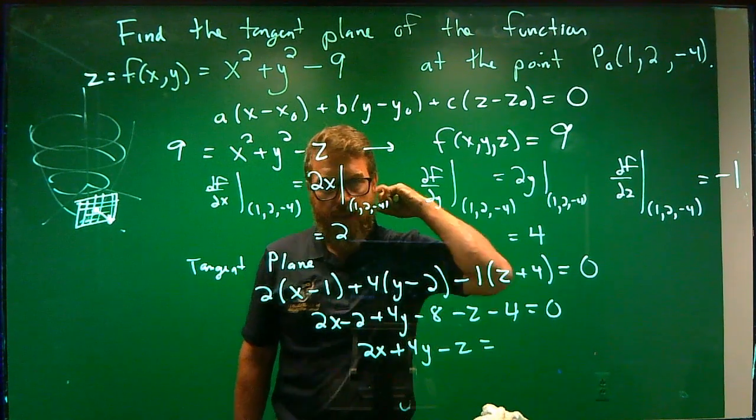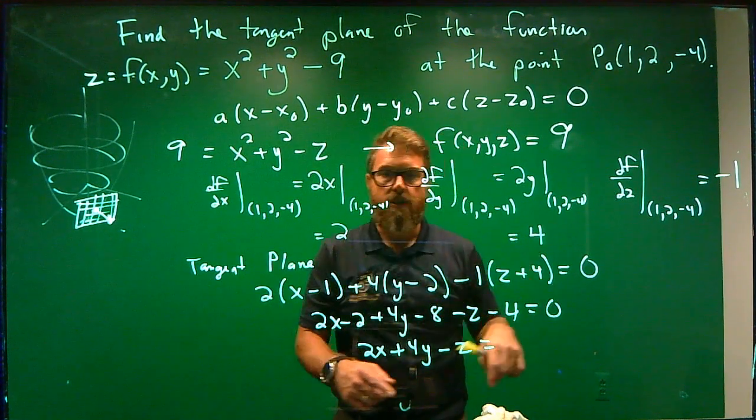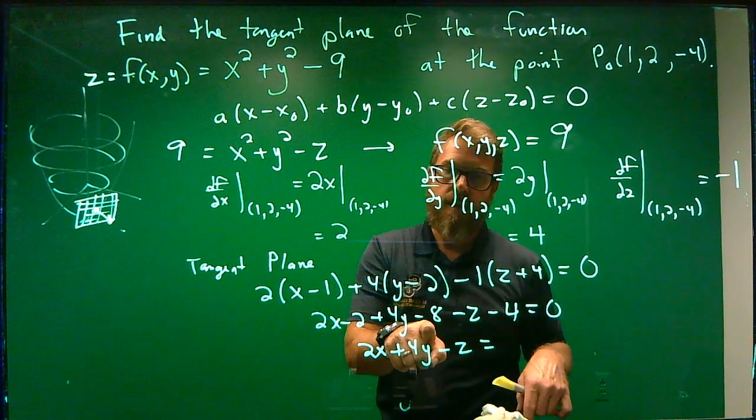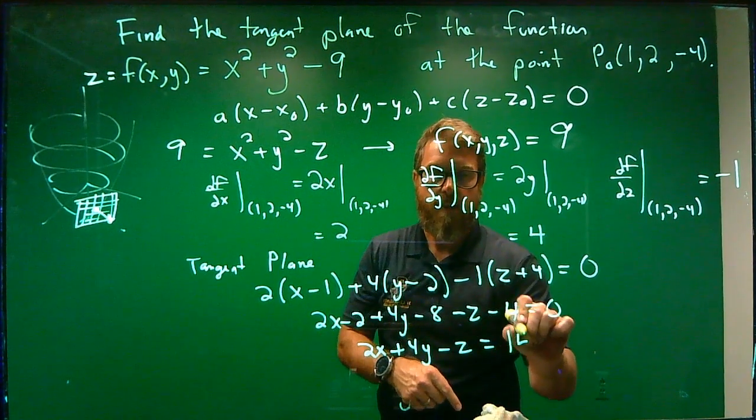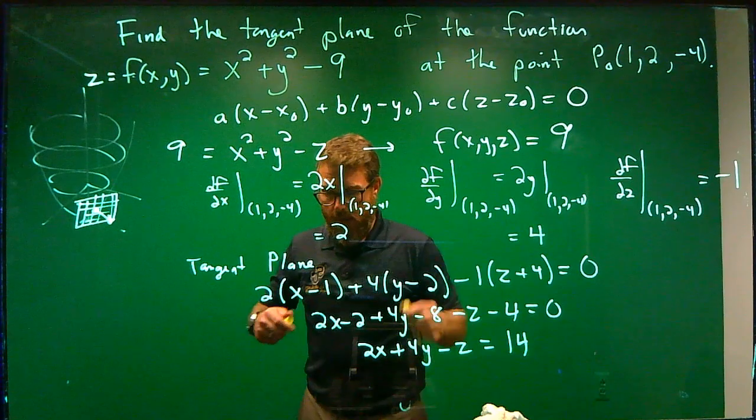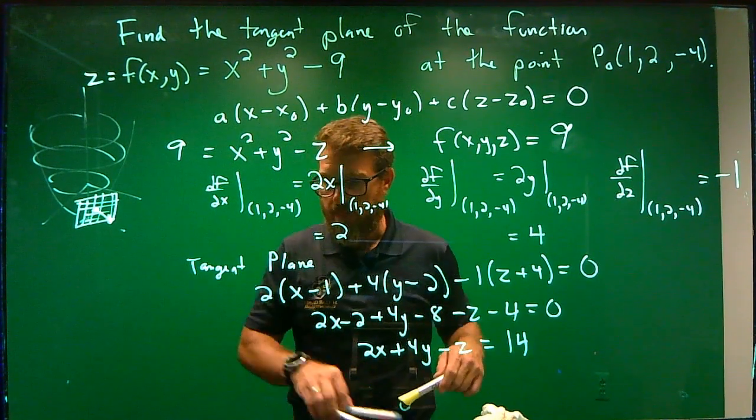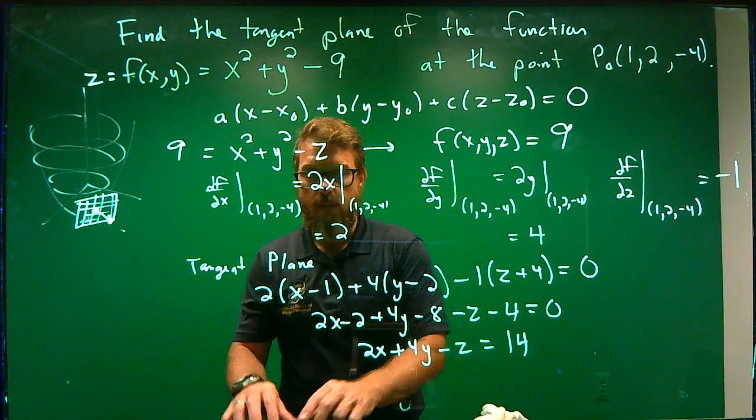A lot of times with planes, they like to keep your linear combination of x's, y's, and z's on the left-hand side, and then throw your constants to the right-hand side. So -2 minus 8 minus 4 is -14. Put it on the other side and it is 14. So that is that in a nutshell. We have tangent lines and tangent planes using the property of gradients.